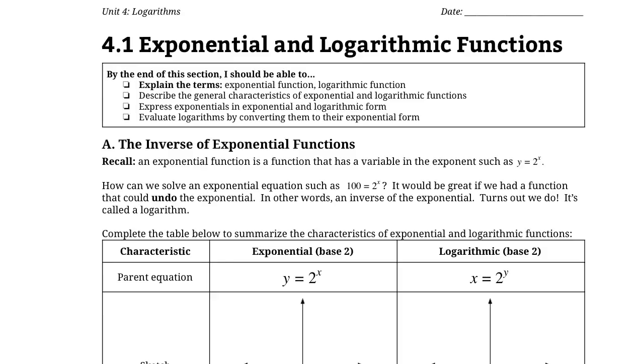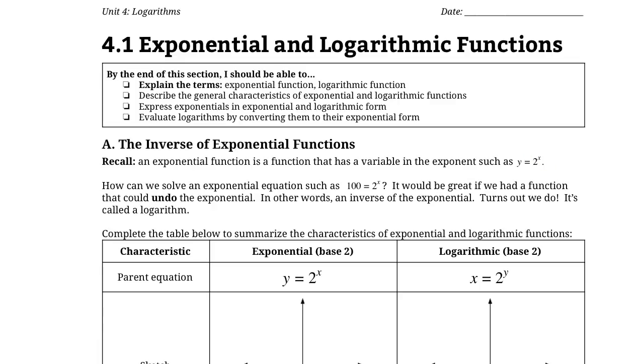Here we're going to investigate exponential functions and their inverses. So let's start off with a function that we should be fairly familiar with. Y equals 2 to the power of x. What kind of function is it? It's an exponential function.